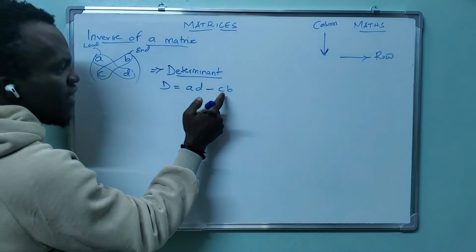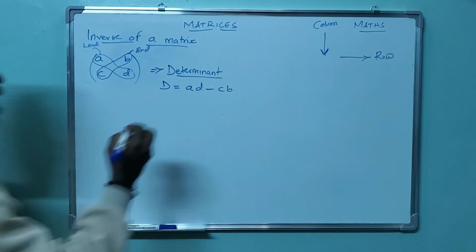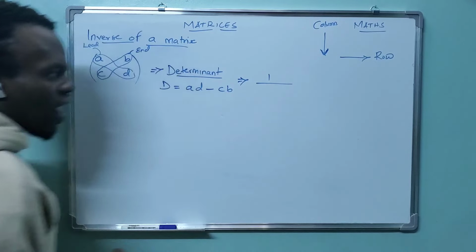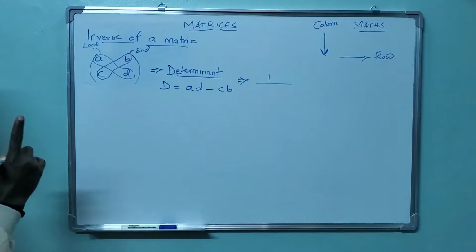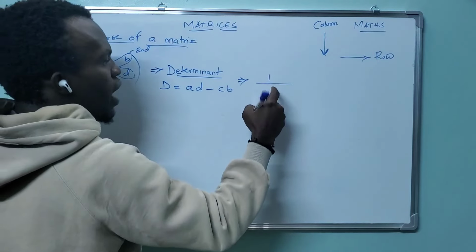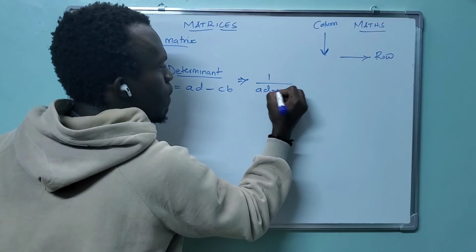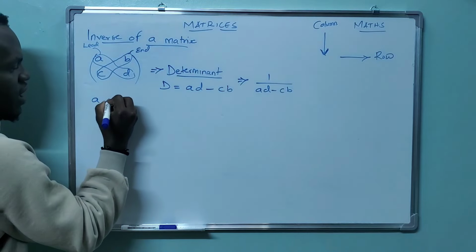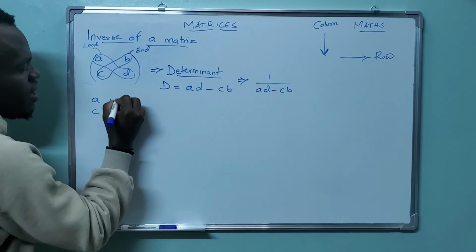You are going to get the inverse of that determinant, whereby the inverse of the determinant is going to be 1 over the difference of the product of the lead diagonal and the end diagonal, which means I'm going to have here 1 over AD minus CB. By doing that, I've gotten the inverse of the determinant. Once I've gotten the inverse of the determinant, now I'm going to come to my matrix, whereby remember our matrix is still A, B, C, D.